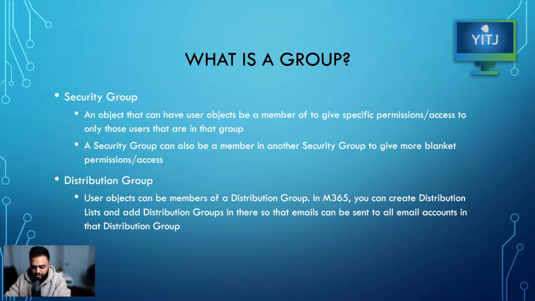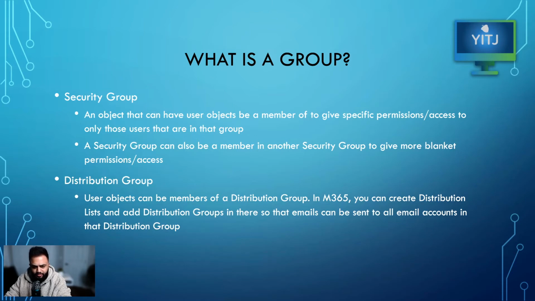It's essentially just we're creating a security group object, and we can have user objects inside of those security groups. And for different tools that you're using in the company, you can assign different access controls to those tools based on security groups. So then we'll get into that. The other type of group is a distribution group.